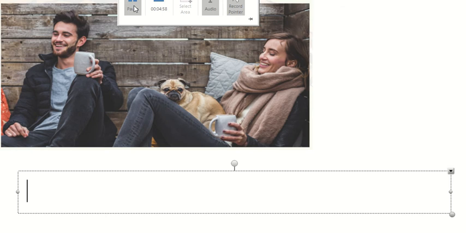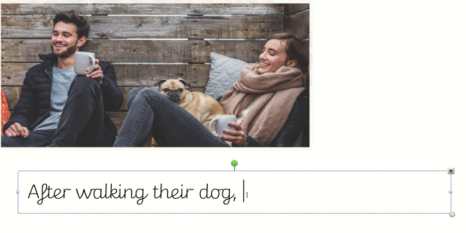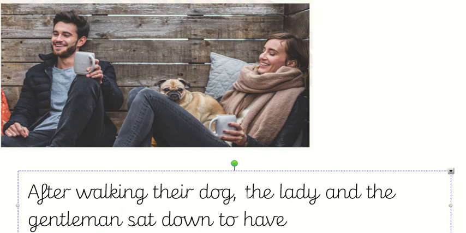So let's think about a time adverbial. After... after having done what? Pause the video now and see if you can think of a fronted adverbial to use to say that they've just come back from a walk. Well done if you came up with your own. This is my example. After walking their dog, the lady and the gentleman sat down to have a hot drink.